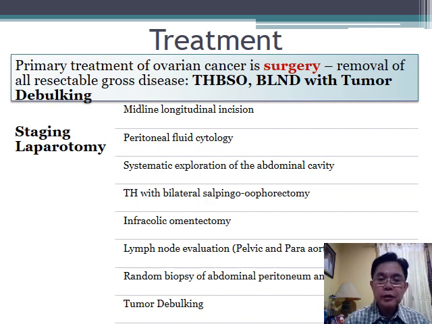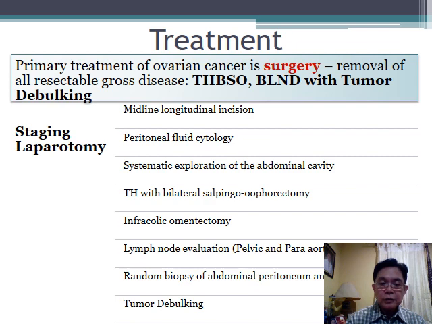After that, you perform your lymph node evaluation, preferably a lymph node dissection, of lymph nodes in the pelvic and the para-aortic areas. After you have done your procedures, especially in tumors which seem to be just localized in the ovary, it would also be very important to perform a random biopsy of the abdominal peritoneum, because this peritoneum might look grossly normal, but on microscopic evaluation, it may contain metastatic cells. So it is very important in the staging of the disease.